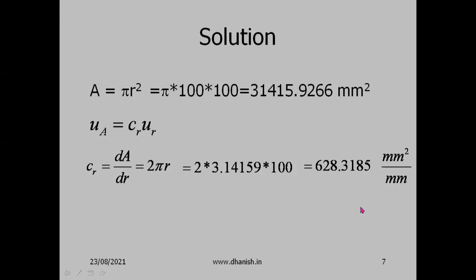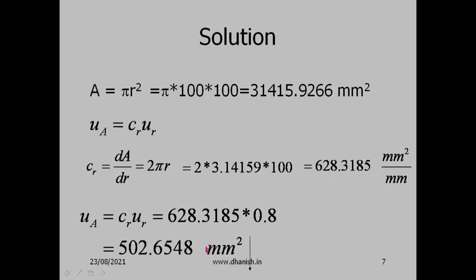So first determine the sensitivity, then the uncertainty in area is simply CR into uR. CR is here, uR is already given in the question. So the uncertainty in area is 502.6548 millimeter square. This is the simplest case, the first case, where area is a function of radius only, where nothing else is involved. So y is a function of x. Okay, any question?